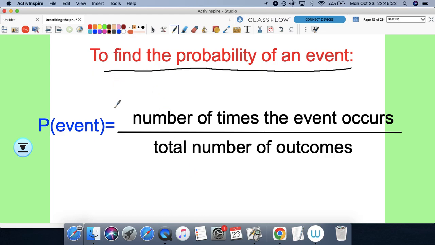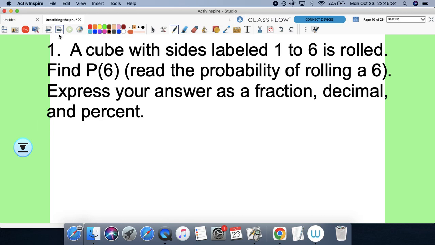I need you to copy all the examples in your notebook. You can translate it, so you're going to copy it in English, and then you're going to translate it into Chinese or Spanish. First question. A cube, this is a cube, right? A die. And it has a number 1, 2, 3, 4, 5, and 6, right? There's 6 numbers on the die. Find the probability of rolling a 6. Express your answer as a fraction, a decimal, and a percent.